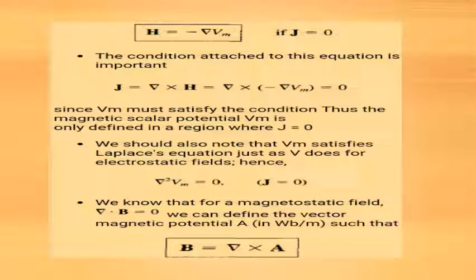The above condition gives H is equal to minus del Vm if the current density is 0. Therefore, minus del Vm can be taken as del cross H equal to 0, that is J is 0. Therefore, del cross minus del Vm is equal to 0. From this we get del square Vm is equal to 0. Similarly, in a magnetostatic field we can define the vector magnetic potential A as B equal to del cross A.